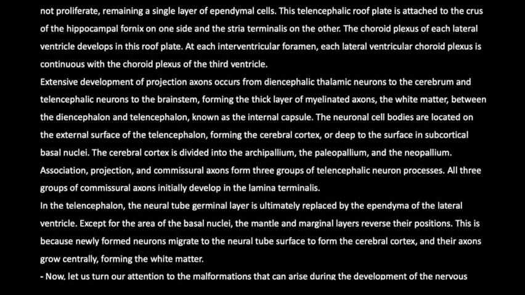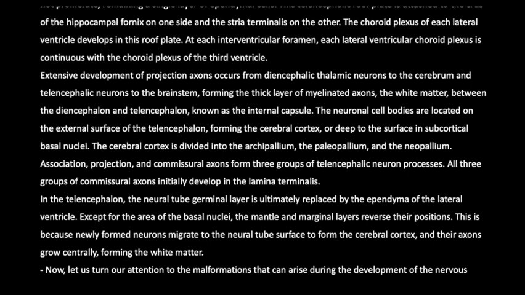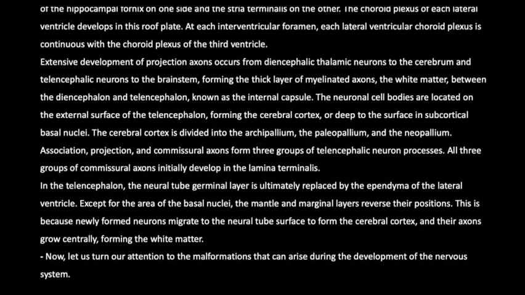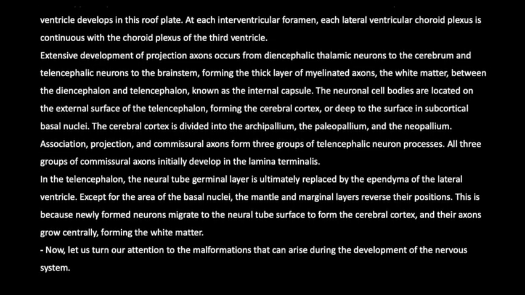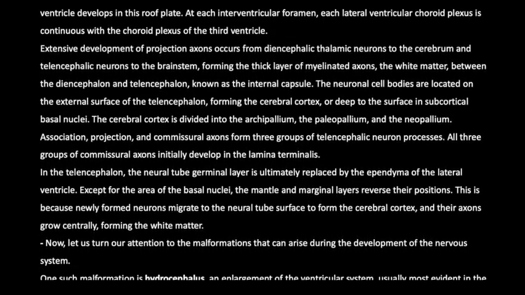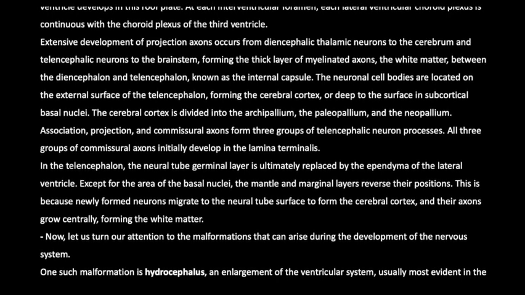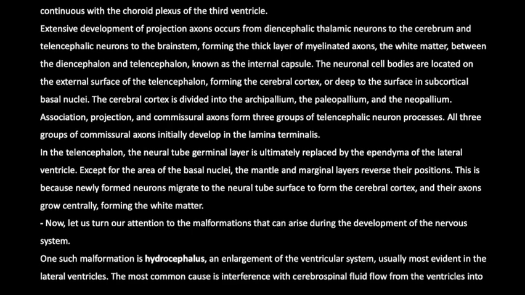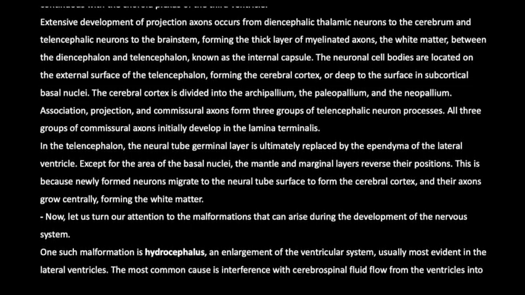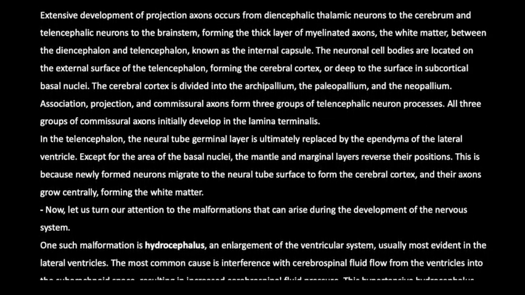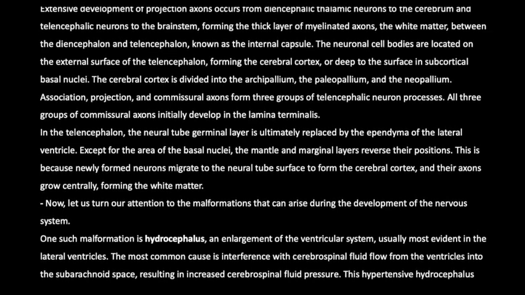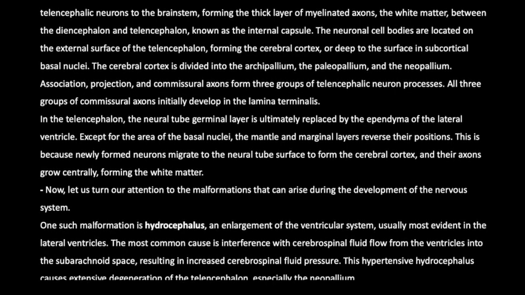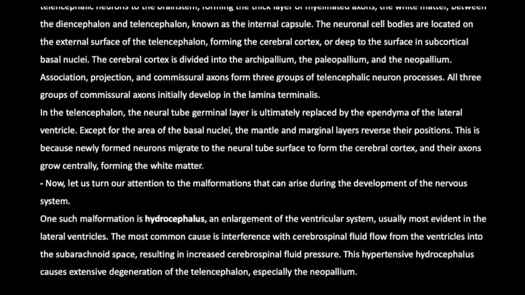At each interventricular foramen, each lateral ventricular choroid plexus is continuous with the choroid plexus of the third ventricle. Extensive development of projection axons occurs from diencephalic thalamic neurons to the cerebrum and telencephalic neurons to the brainstem, forming the thick layer of myelinated axons, the white matter between the diencephalon and telencephalon, known as the internal capsule. The neuronal cell bodies are located on the external surface of the telencephalon, forming the cerebral cortex, or deep to the surface in subcortical basal nuclei.